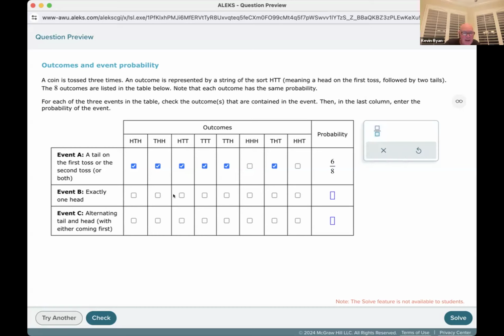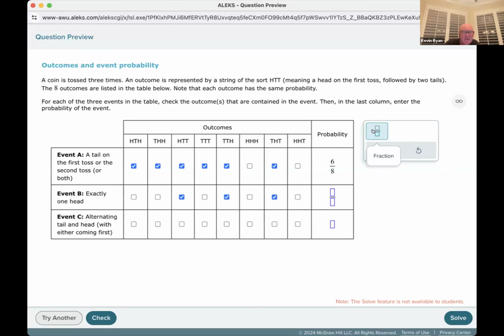Exactly 1 head. Seeing here and here. That's looking like 3 out of 8 to me.